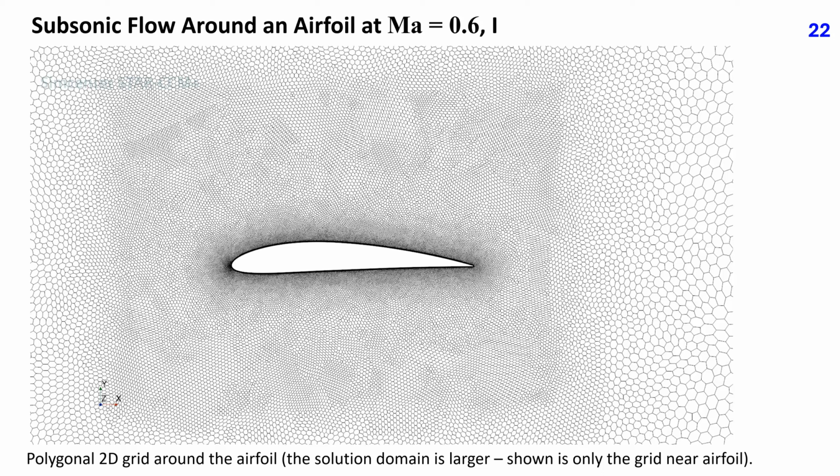That is, we are expecting a subsonic flow in the whole solution domain. The plot shows the polygonal 2D grid around the airfoil. The solution domain is larger, shown is only the grid near airfoil. It is locally refined near airfoil surface and in a box surrounding airfoil, and then gradually coarsened with distance from airfoil where the flow does not differ much from the far field uniform flow.